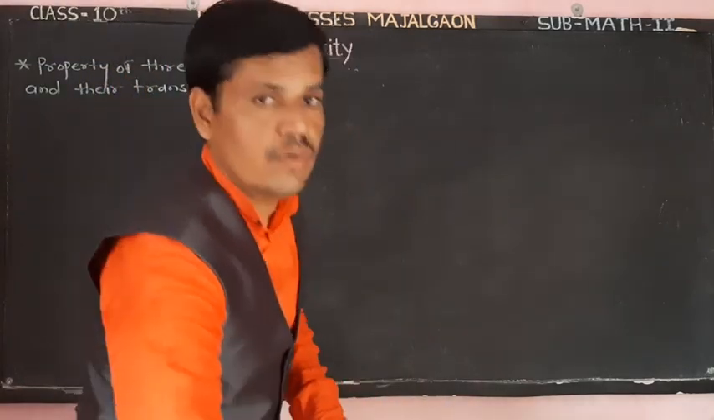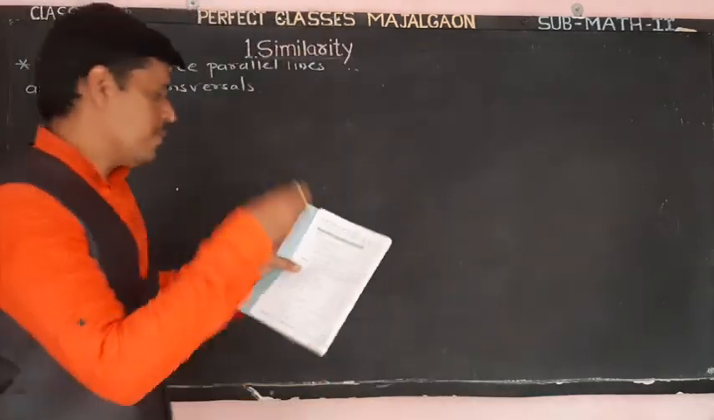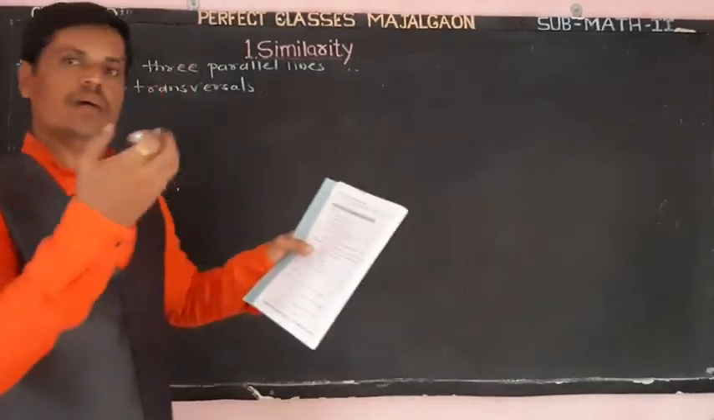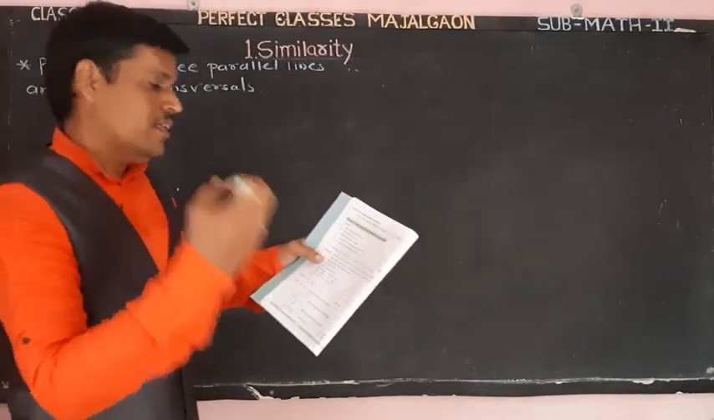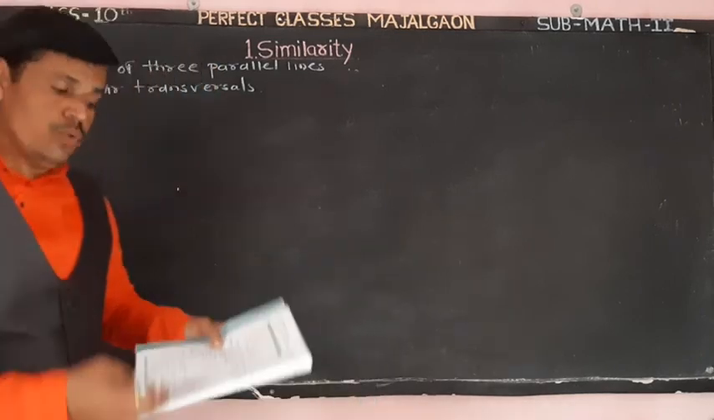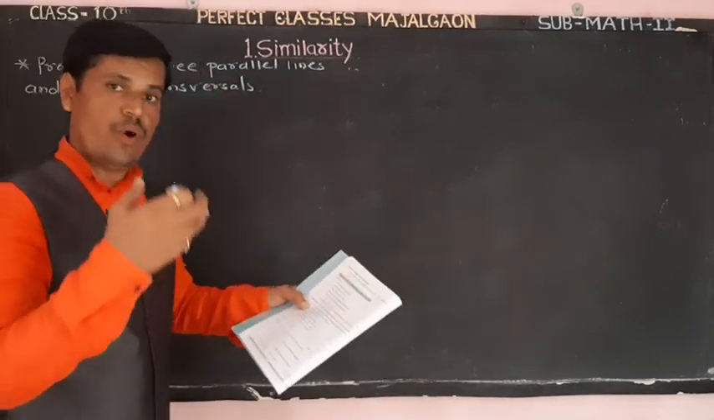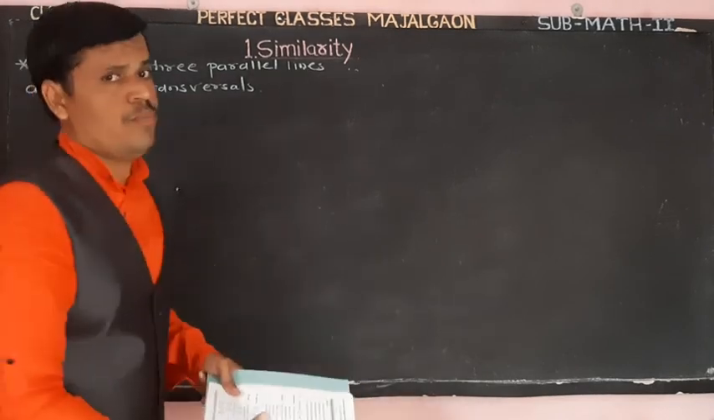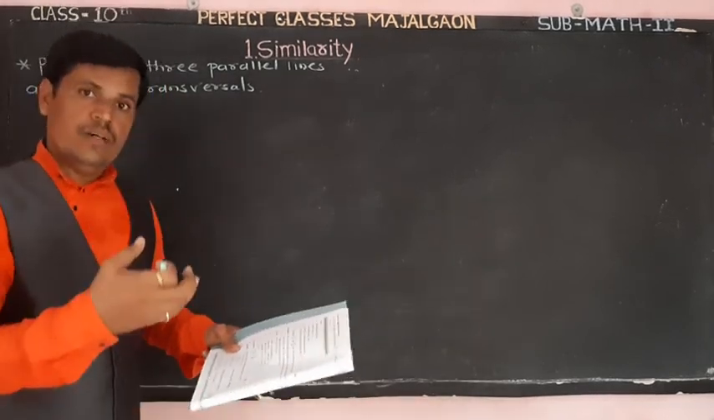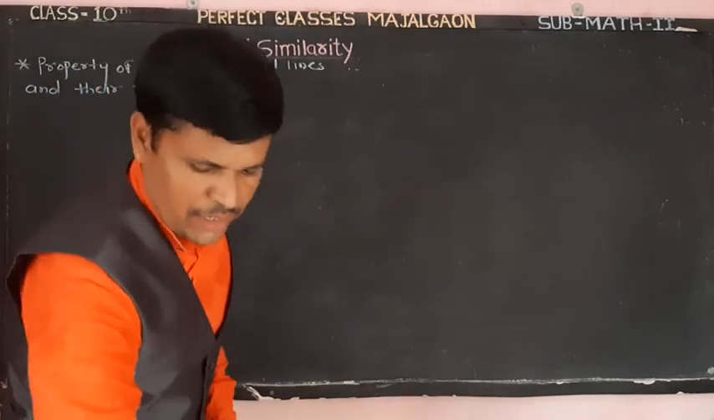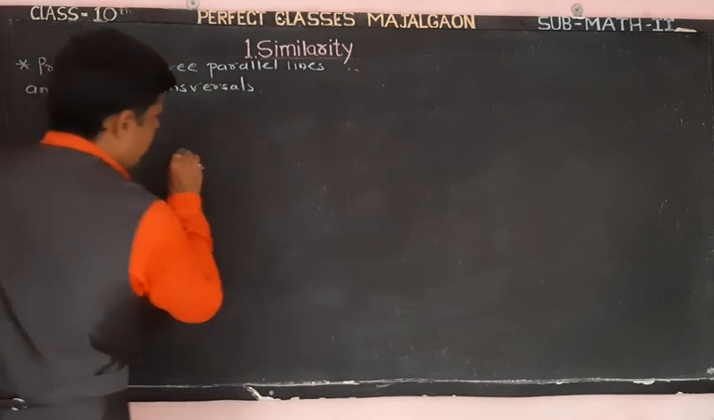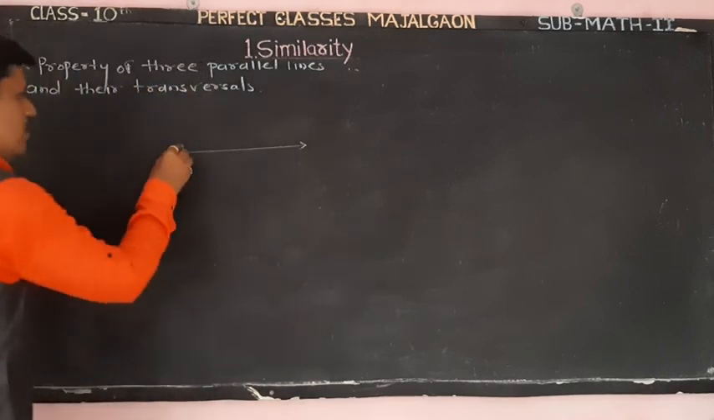I read first the statement of the property. The statement is: the ratio of intercepts made on a transversal by three parallel lines is equal to the ratio of corresponding intercepts made on any other transversal. From this given information, first we construct a figure. You may write the statement.